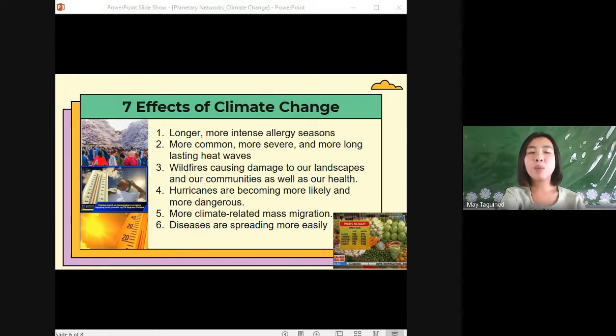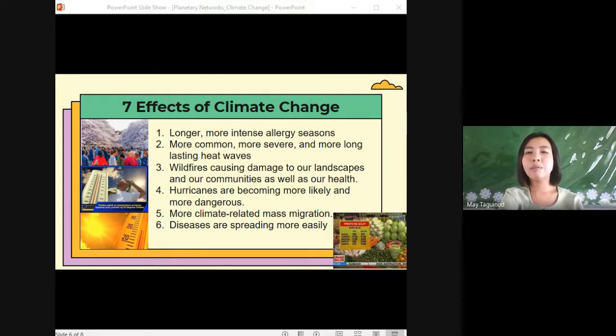Next, we have more climate-related mass migration. We already discussed the migration. Climate change is already prompting an increase in migration, with people being forced to leave their homes because of drought, flooding, and other climate-related disasters.